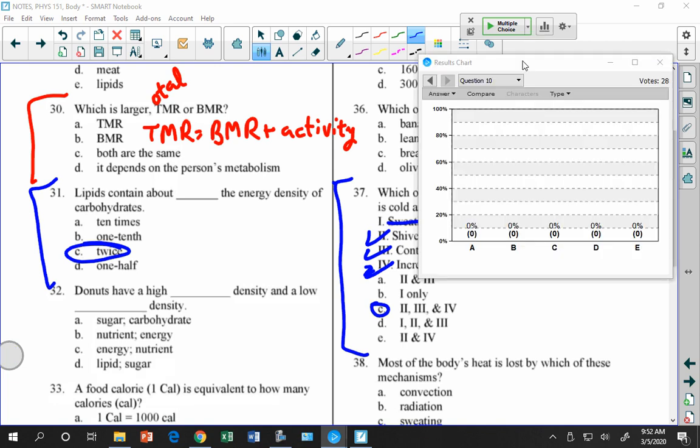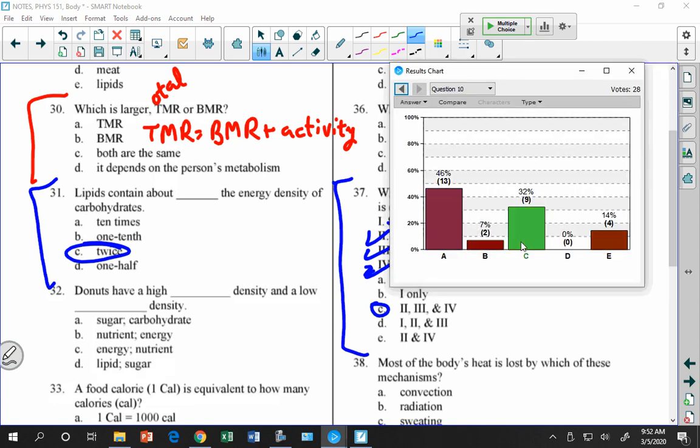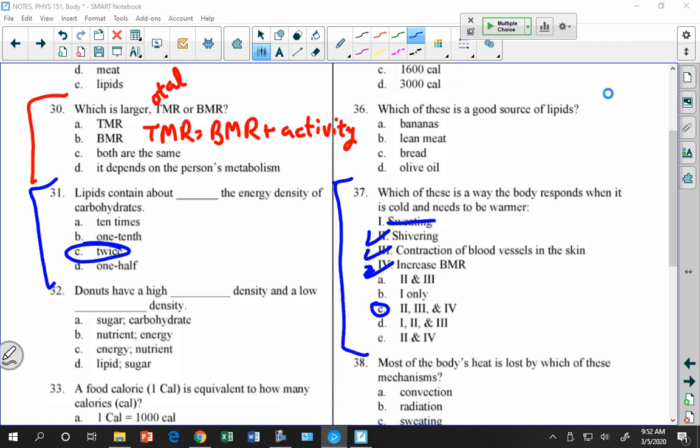Where did you go? C is right. What did y'all put? A? 2 and 3. Oh yeah, so increasing BMR, that does increase your body temperature. That allows you to create more heat within your body. This makes everything run a little bit faster inside of your body.